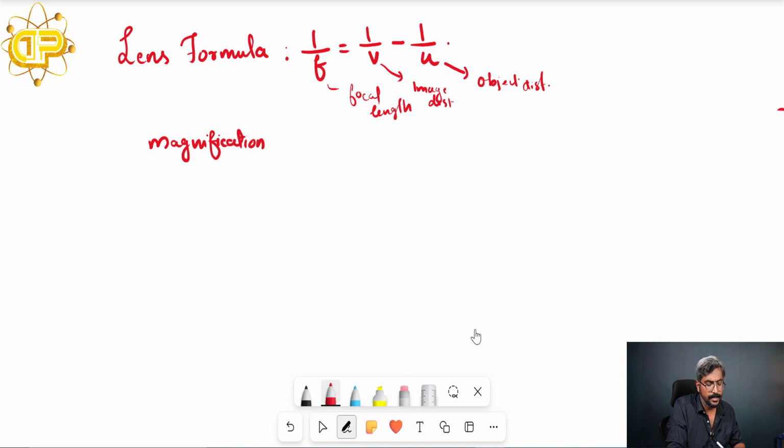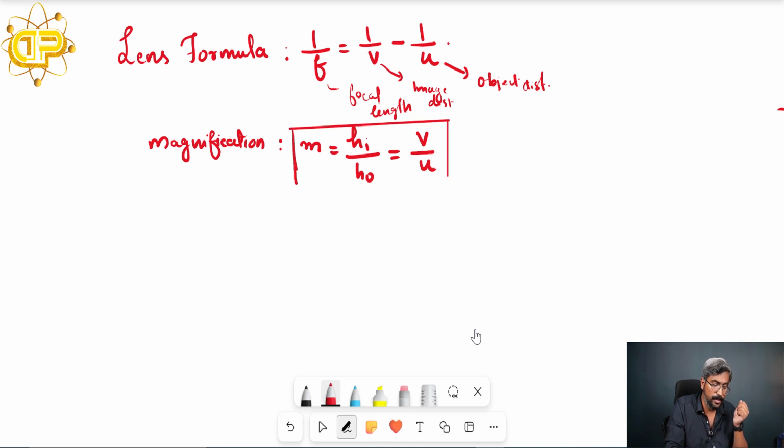And the magnification in the case of a lens is given by a different formula, denoted by small letter m, that is equal to the ratio of height of the image to height of the object, that is hi by ho. In terms of v and u, it is given by v by u, or the ratio of image distance to object distance. So this is the second important equation. And the inference.